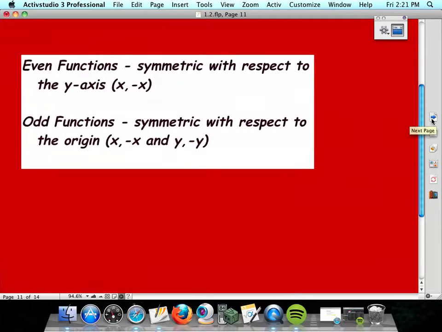Now, two more words, and we're done. An even function is when it's symmetric with the y-axis, when you can put a negative x in for positive x. The odd is when it's symmetric to the origin. So you can tell even or odd two ways: one by graphing, or one by plugging in the negative values.